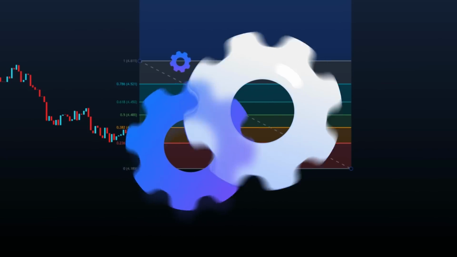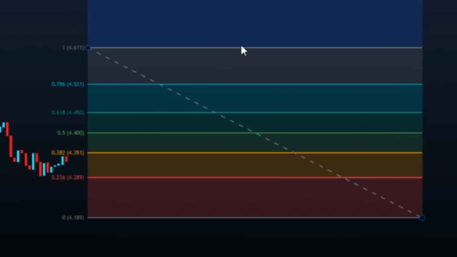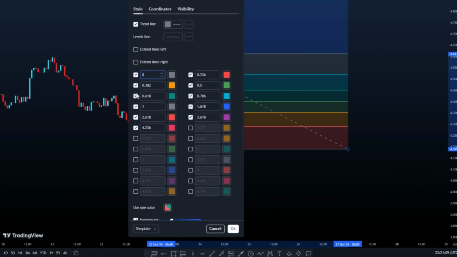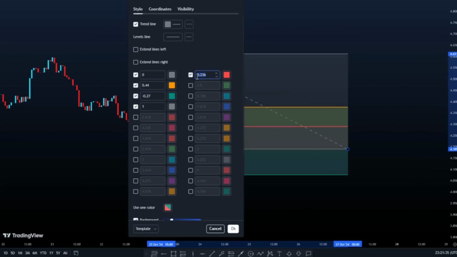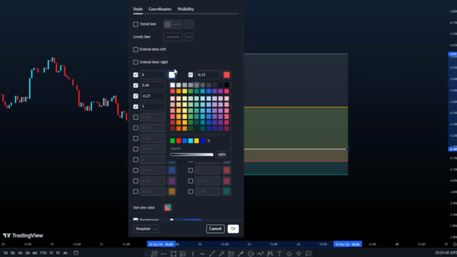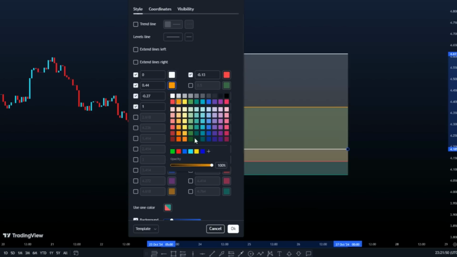So for some major modifications, double-click on Fibonacci. Uncheck all the levels except 0 and 1. Then add 0.44, minus 0.27 and minus 0.13. For the rest of the changes, follow my steps.